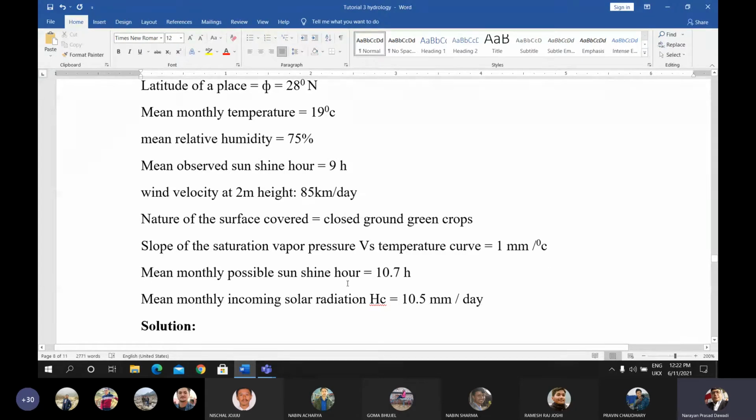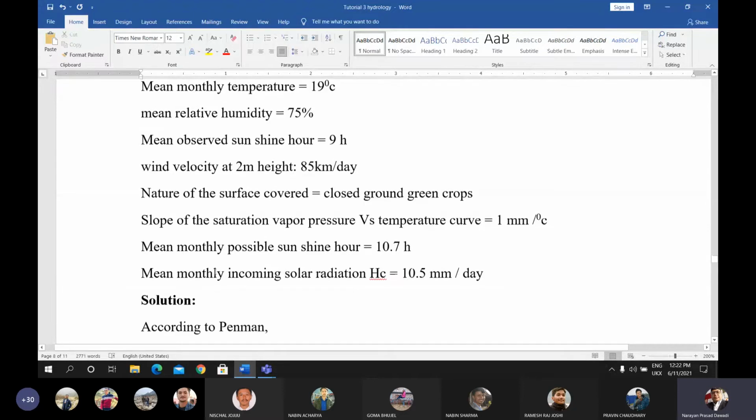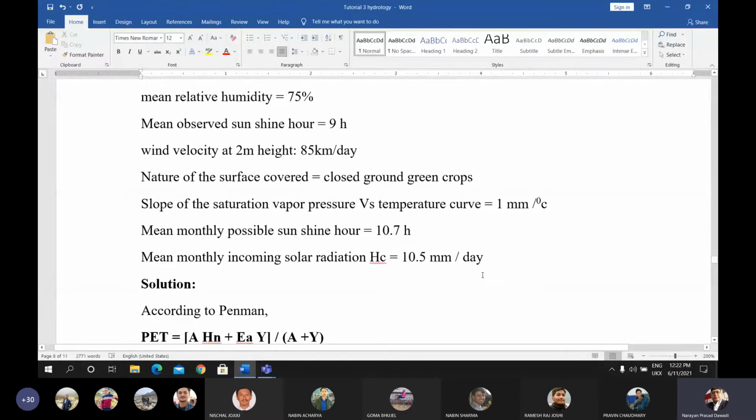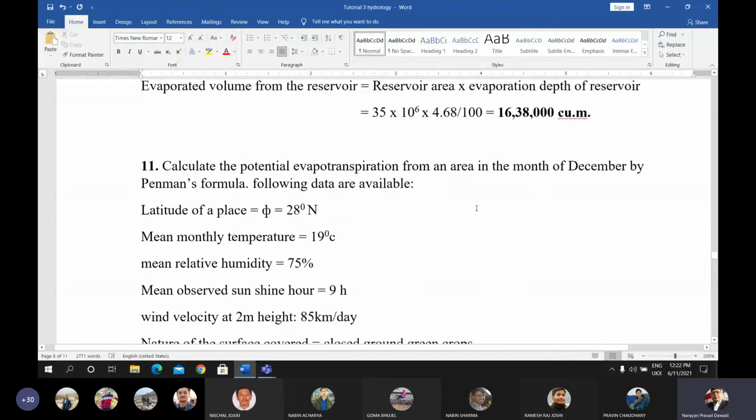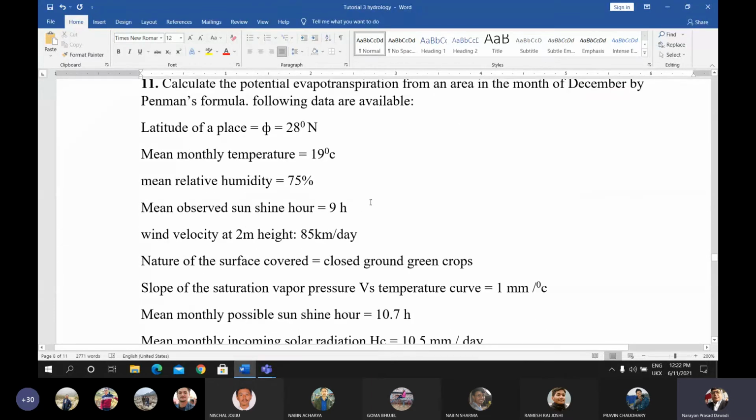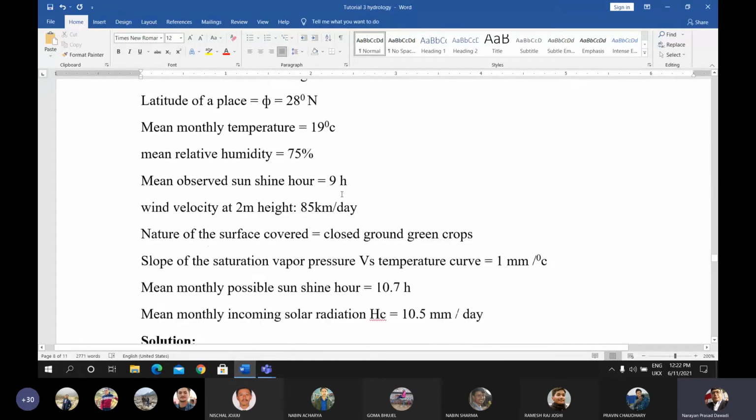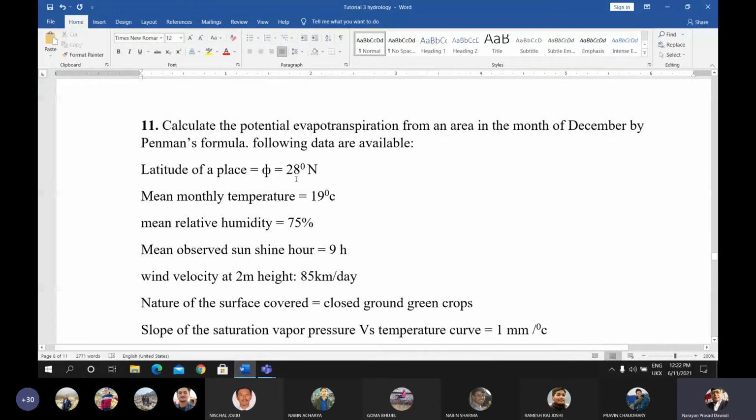Mean monthly possible sunshine hour, 10.7 hour. Mean monthly incoming solar radiation, Sc is equal to 10.5 mm per day. These are the data given in the question. With this data, we have to find the evapotranspiration loss from the area. Okay, these are the questions. Now, I have to find the other variables also from this data.